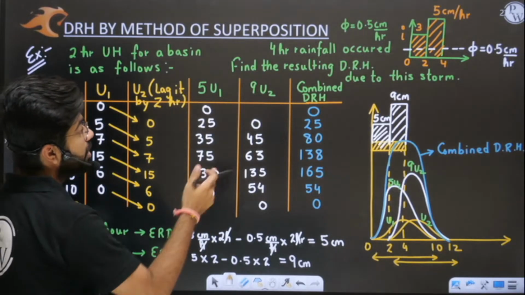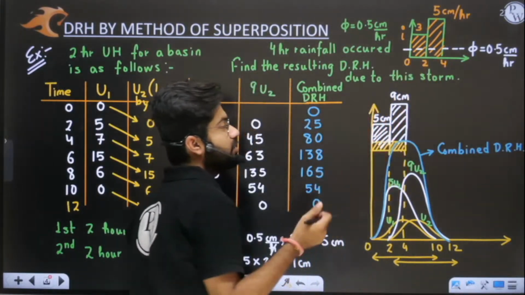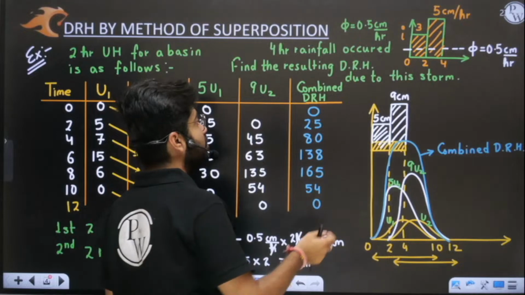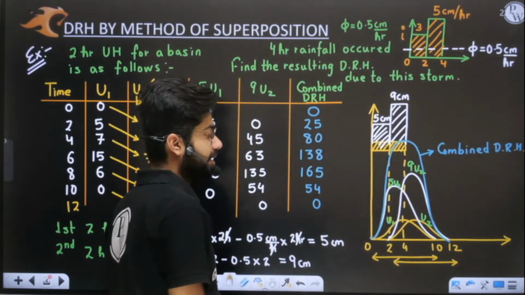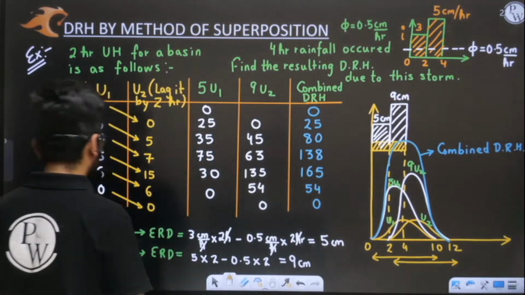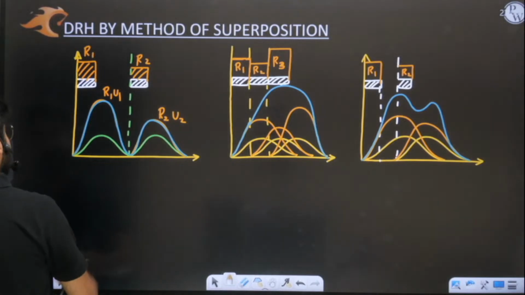If we are having different rainfalls, then we use the method of superposition. We will calculate for the first rainfall, then for the second rainfall, and at the end we will combine it. This I have already told you, and I have given you some examples.